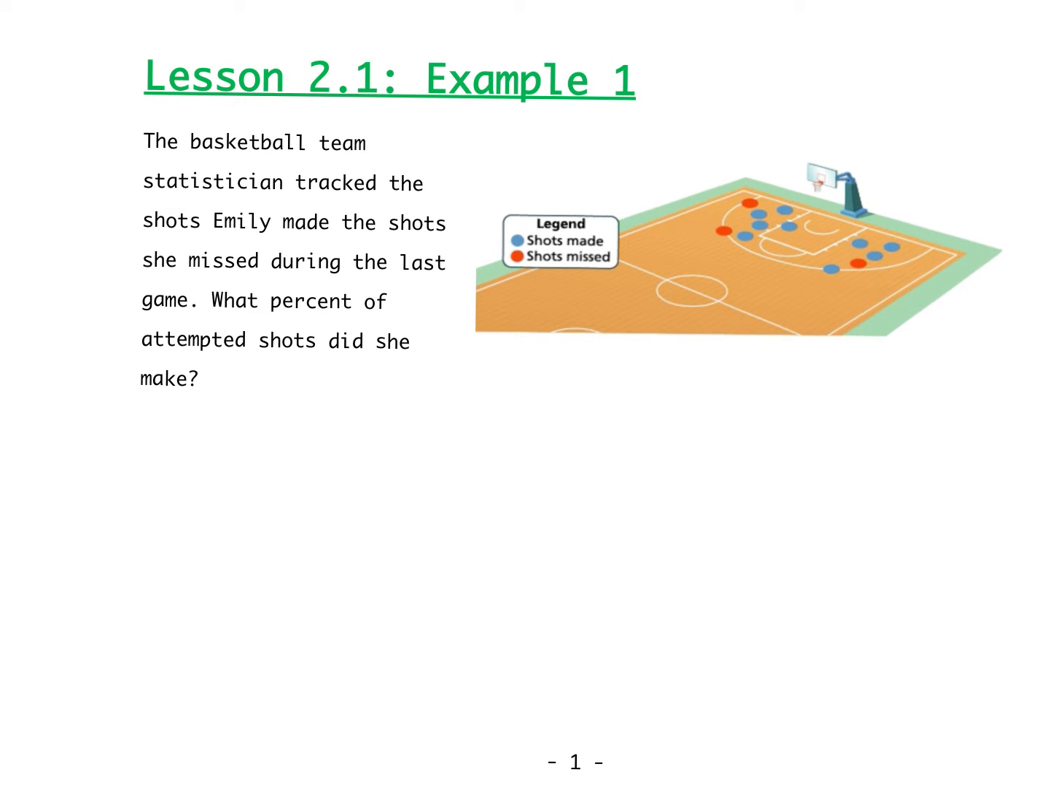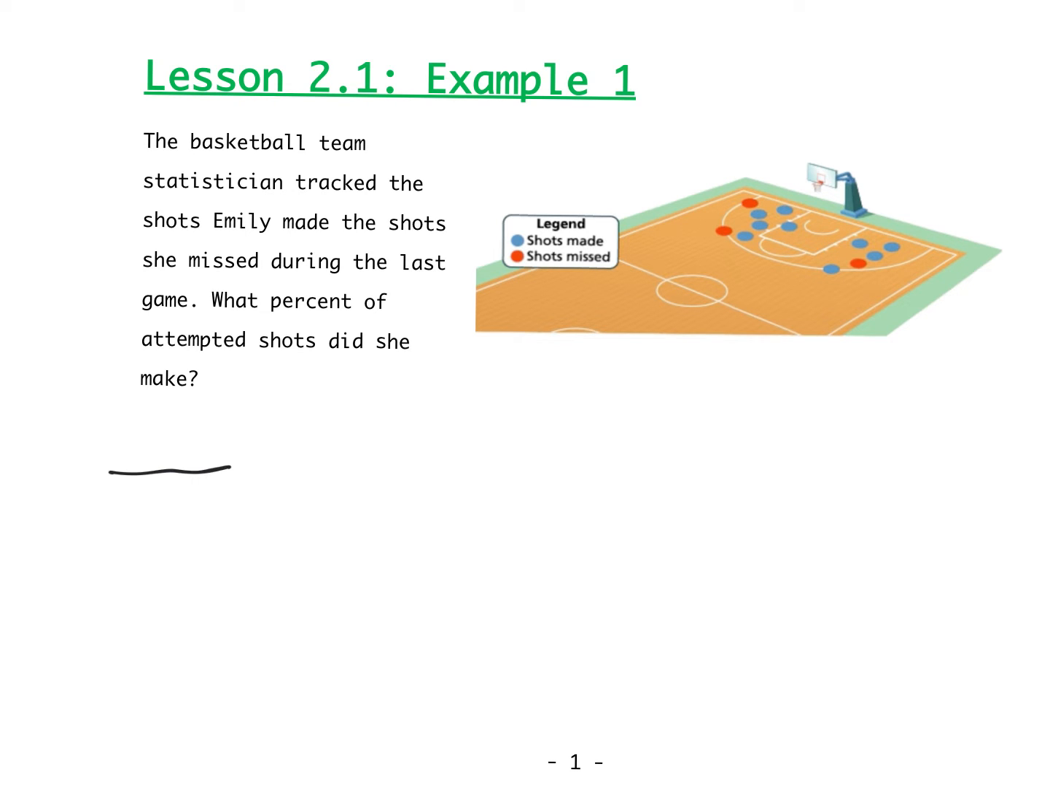It says that the basketball team statistician tracked the shots Emily made and the shots she missed during the last game. What percent of attempted shots did she make? So this is going to be like we've done before. You're going to make a proportion, and we know the shots she made and the shots she missed, and we want to know what percent that is.